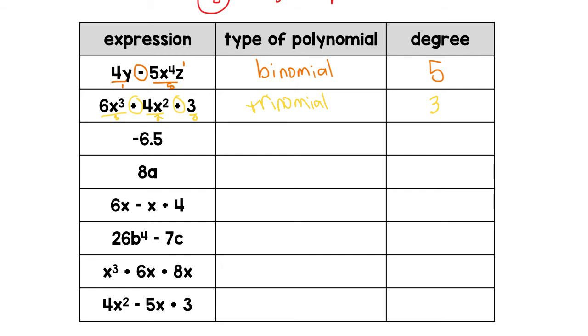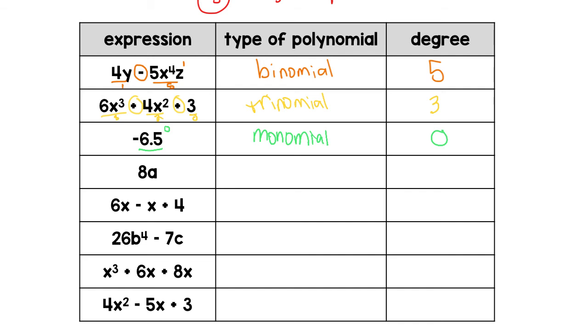Negative 6.5. There are no pluses or minuses, so just one term. So this is a monomial. Constants always have a degree of 0. So the degree of this polynomial is 0. Now try this one on your own. We'll check them as we go.